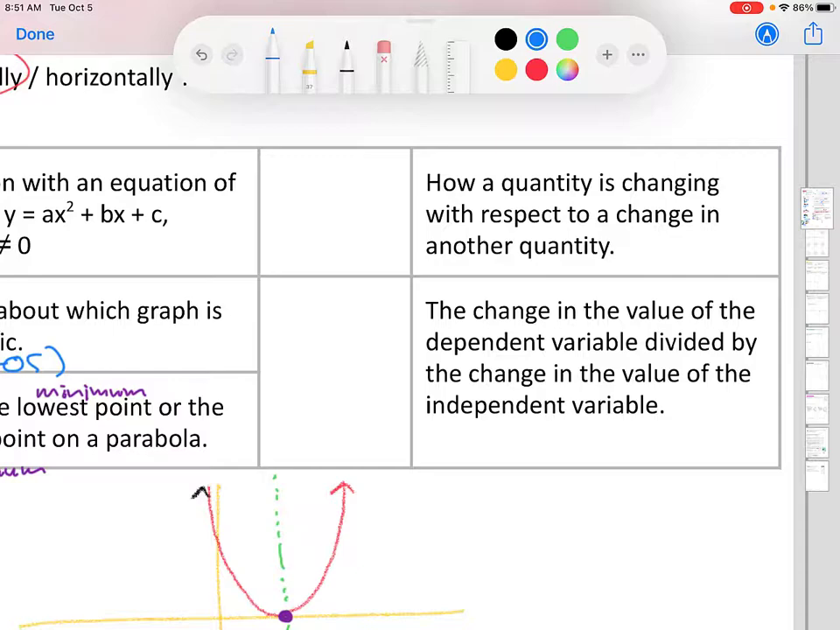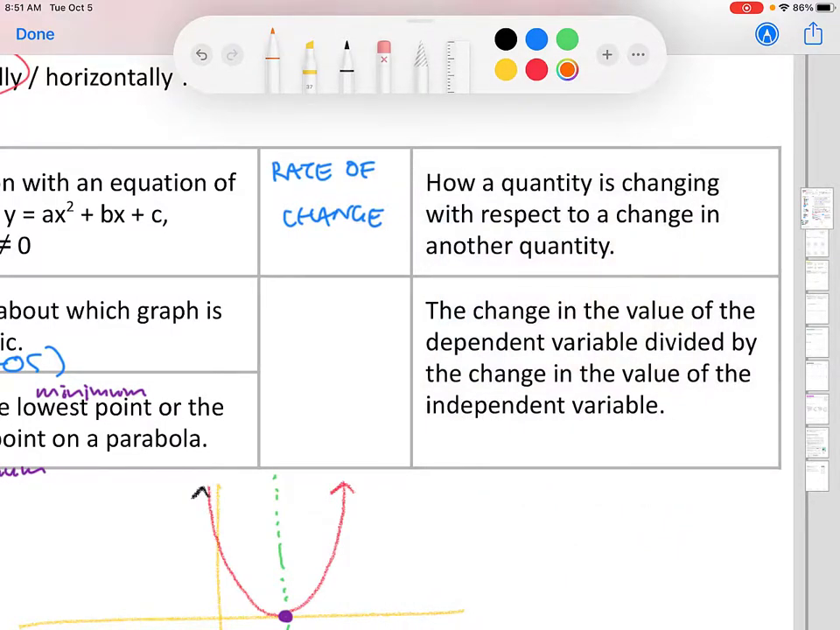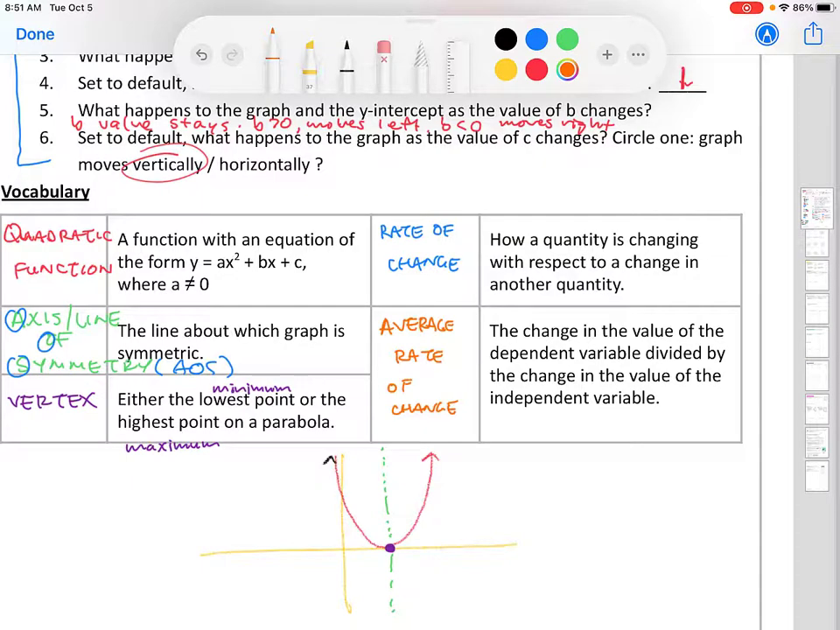How a quantity is changing with respect to a change in another quantity is called rate of change. And then the last one, let me change to a different color here. The change in the value of the dependent variable divided by the change in the value of the independent variable is called the average rate of change, which we're going to learn later on.